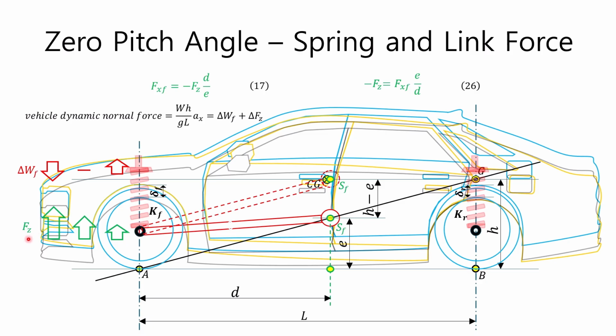If the height E of the virtual reaction point SF is on the straight line connecting points A and G, then no vertical dynamic load acts on the spring, and all vertical dynamic load is transferred through the suspension links.